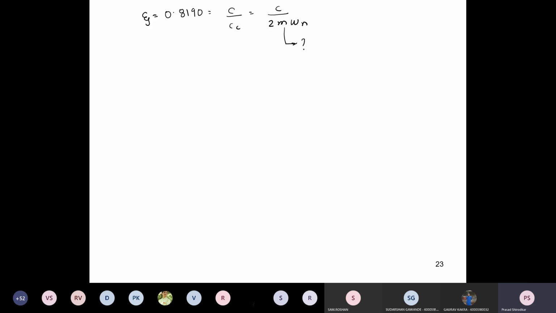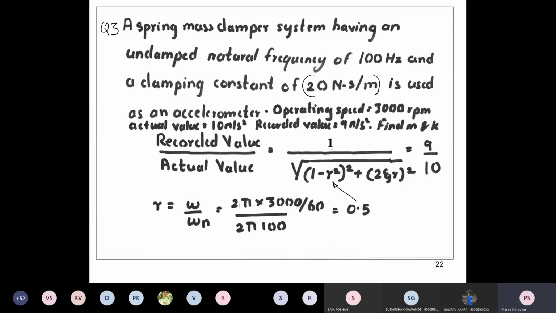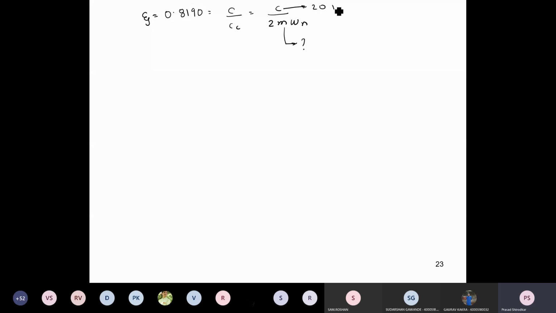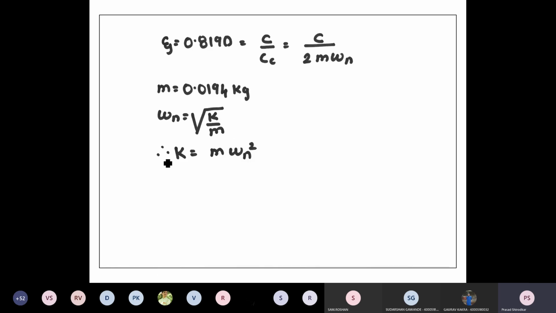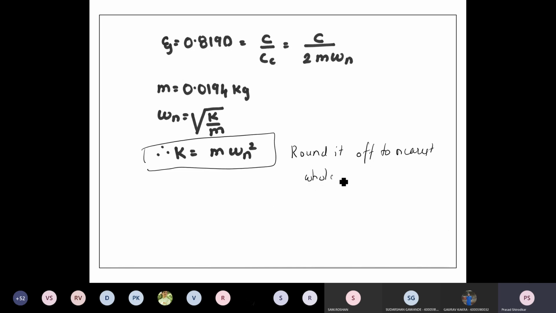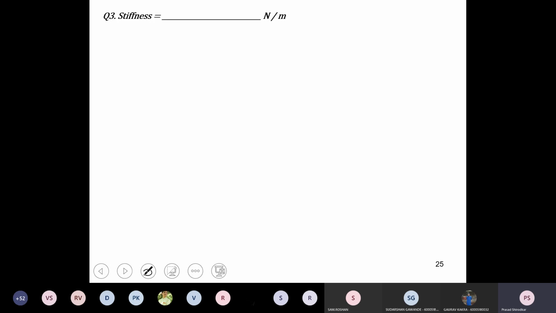C is given. How much is C? Damping constant is 20 Newton second per meter. So substitute C as 20 Newton second per meter. Omega n is known from the earlier calculation. So only thing unknown is mass. So mass comes out to 0.0194 kgs. And omega n is equal to square root of k by m. So calculate k is equal to m omega n square, find out the value of k and round it off to the nearest whole number without decimal, and answer the next question, that is question number 3, for stiffness.